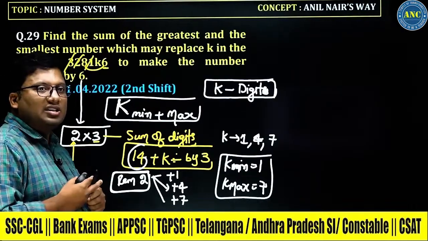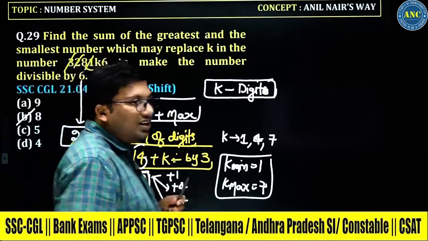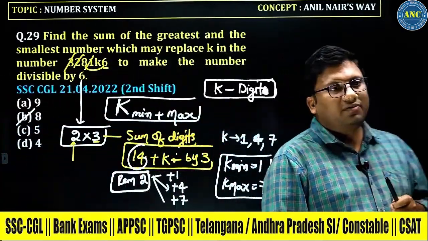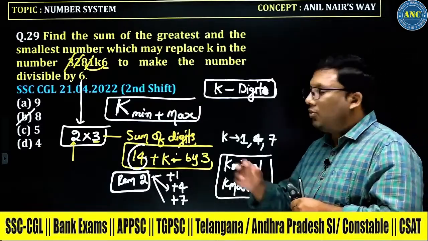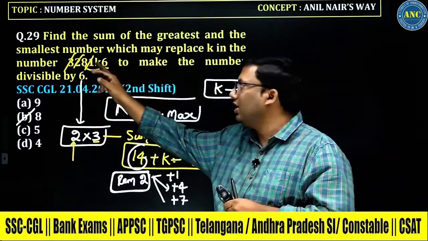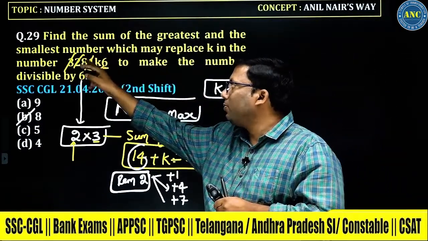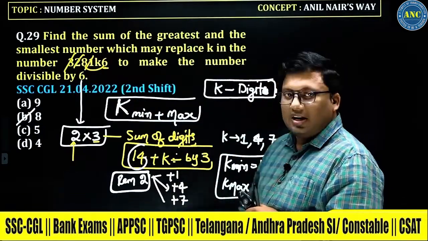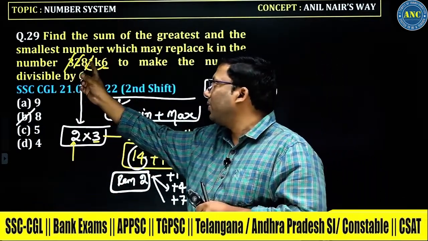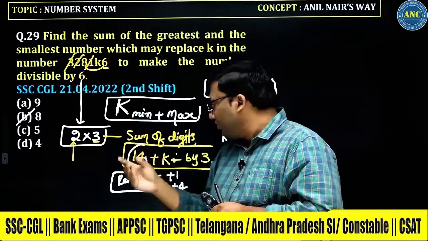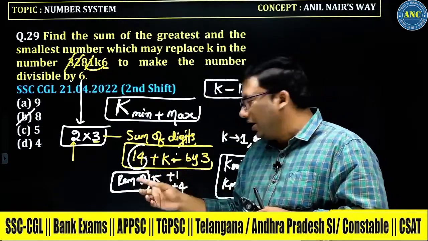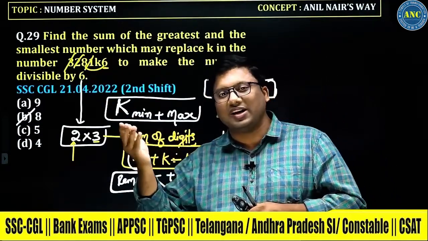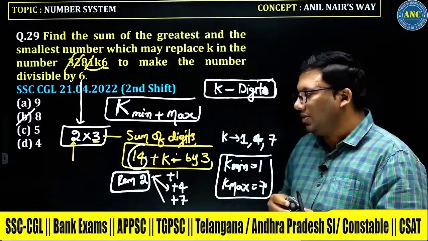For 3, what is the divisibility rule? The sum of the digits should be divisible by 3. I removed all the digits whose sum is 3. 3 deleted, 2 plus 1 deleted. Remaining is 14 plus K. Even if I delete 3, 2 plus 1, and 2 plus 6 plus K, that also results in remainder 2 only. You are left with 8, and 8 divided by 3 gives remainder 2.